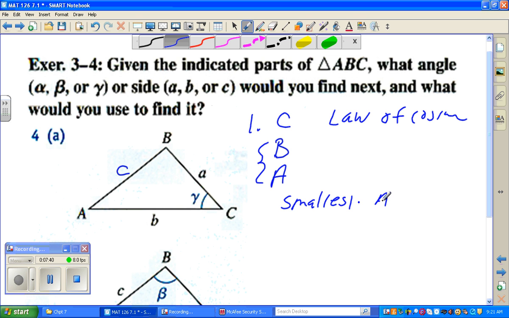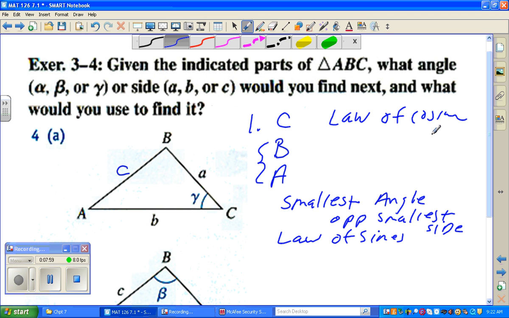Smallest angle. Well, you don't know. You're guessing which one's. How do you tell the smallest angle? Right, it's opposite the smallest side. So you should find that using the law of sines. Why would you do that using the law of sines? Is there any possibility that the smallest angle is going to be obtuse?